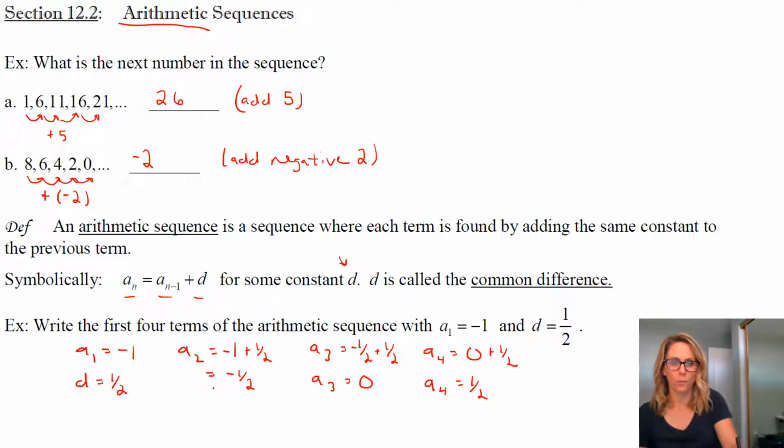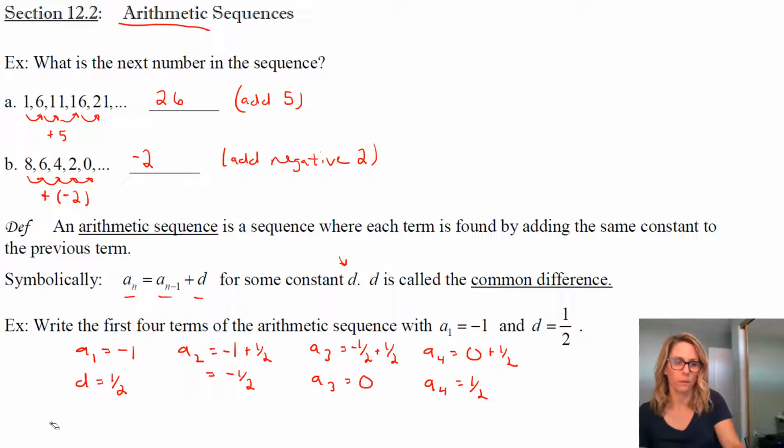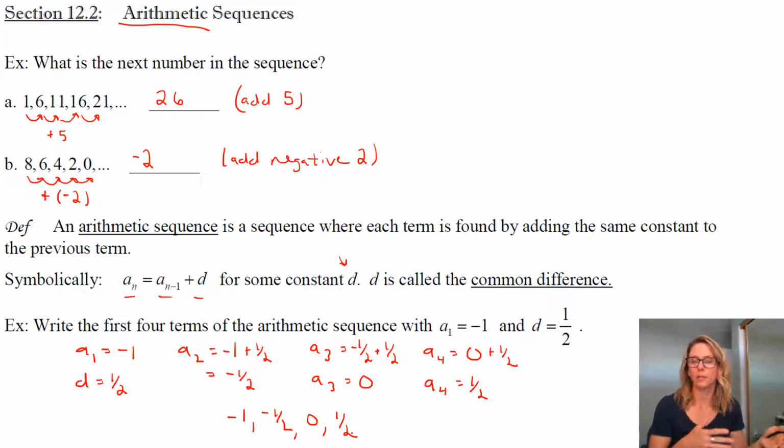So for this sequence, -1 is what we start with. Just showing you all 4 terms here: -1, -1/2, 0, 1/2. It's a little easier to see that each time we have a difference of 1/2 that is being added.